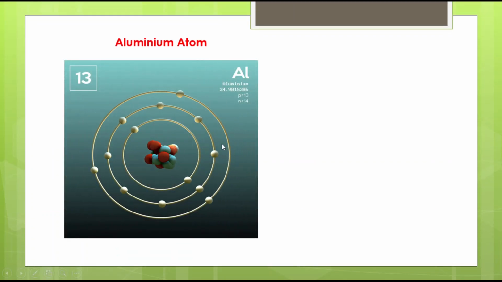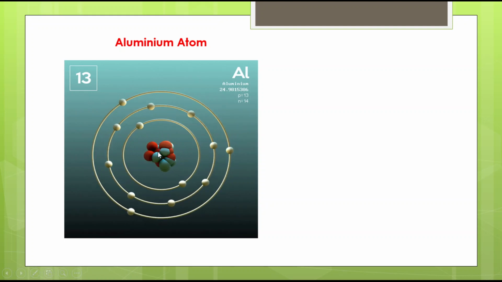So this is our aluminium atom. You can observe in the middle we have the nucleus, in which we have neutrons as well as protons, and the electrons which are revolving around the nucleus here. So I hope you understood how the electrons will be revolving around the nucleus. The electrons are revolving in a circular path around the nucleus. So this is our nucleus.